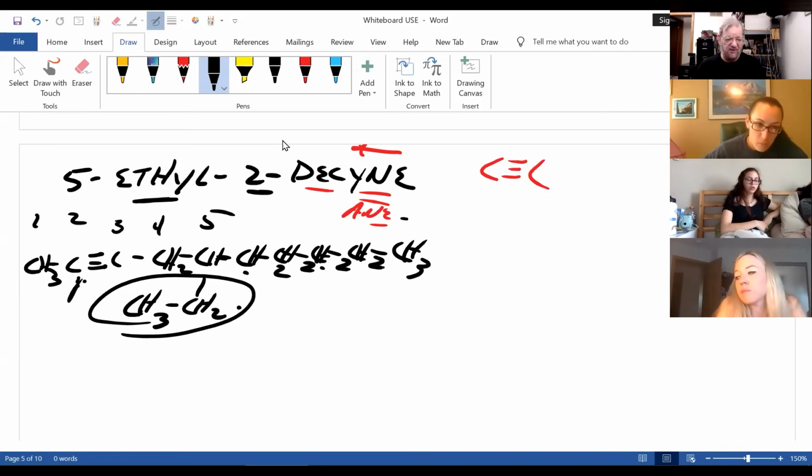2 on carbon 2, it starts my triple bond, 2 decene. There are 10 carbons, if I counted correctly, and I think I did. And that's how you do the nomenclature for triple bonds.